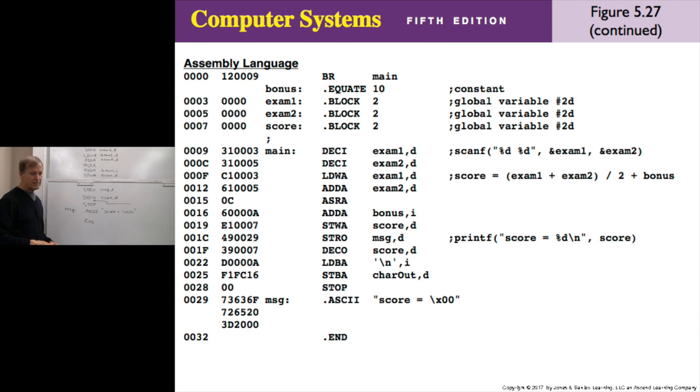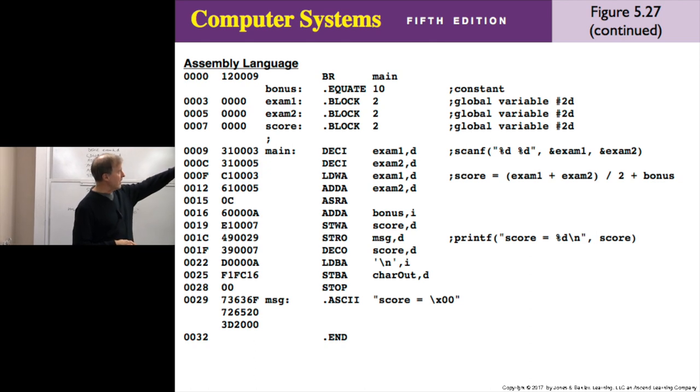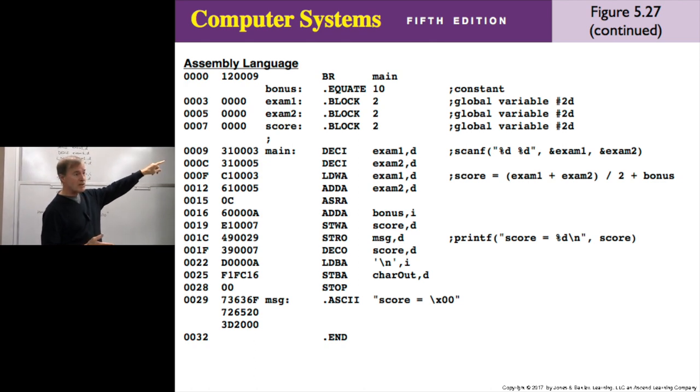Did we do it? Now look at figure 5.27, this part of it. Look at branch to main, okay? And main is at 0009. And now look at that dot equate 10. What code was generated by that dot equate 10? None. There's nothing in the source code column. Do you see it's blank there? Does everybody see that? It's blank. All right, so dot equate does not generate code.